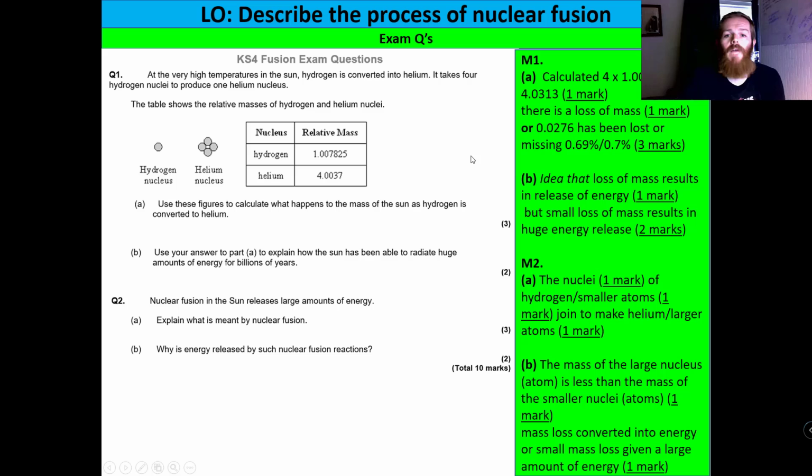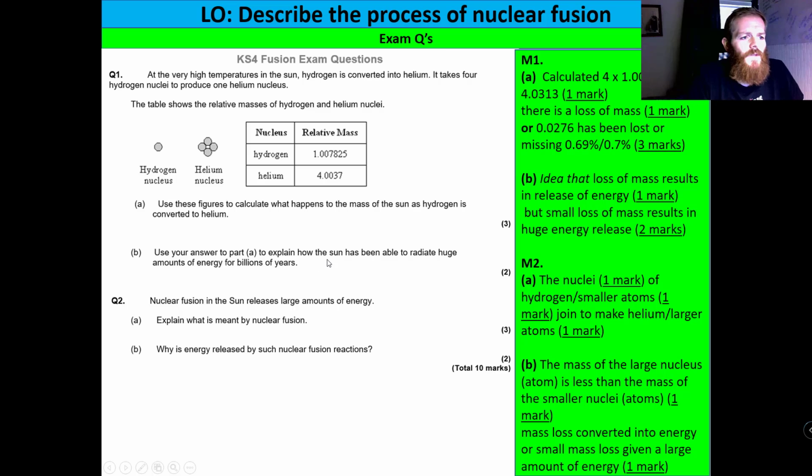Now you should have known that already, really. Without calculating it, you should have known in your head, well, when you fuse that together, a bit of mass is lost, okay? So that's what's happening. So what happens to the mass of the sun as hydrogen is converted into helium? It decreases, okay? You should have had that. So that's where you get the marks from. If you've got 4.0313, that's 1 mark. If you said there's a loss of mass, that's 1 mark. And then if you say how much has been lost, you can get the 3rd mark then.